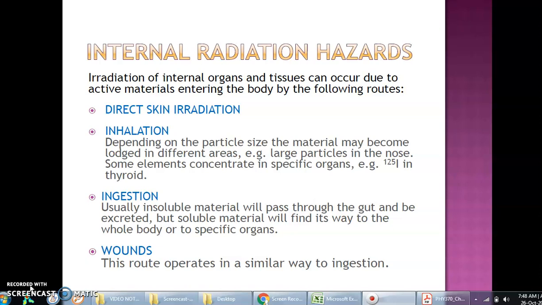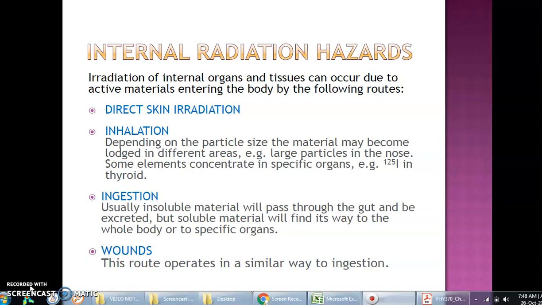Irradiation of internal organs and tissues can occur due to active materials entering the body by the following routes. For example, direct skin irradiation, inhalation. Depending on the particle size, the material may become lodged in different areas. Large particles in the nose, some elements concentrated in specific organs. Iodine in the thyroid, for example.